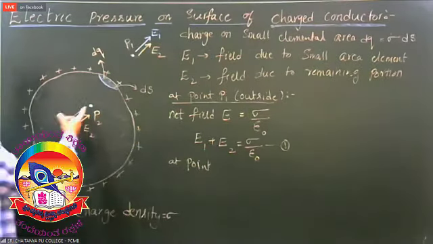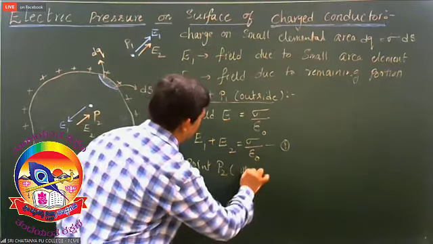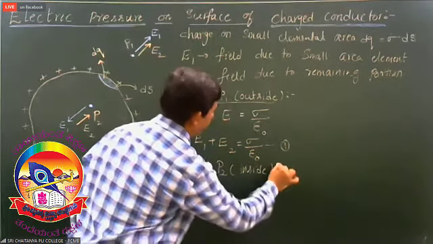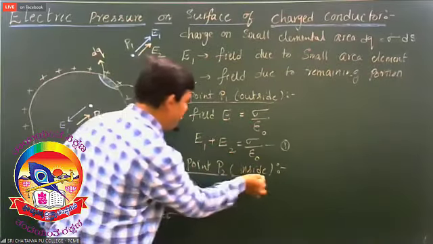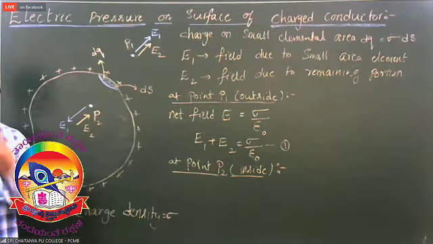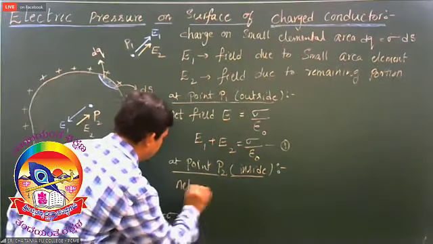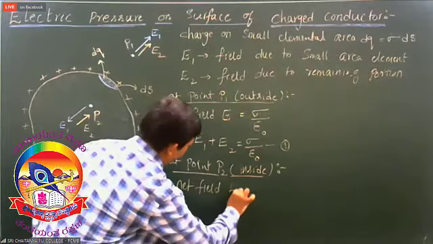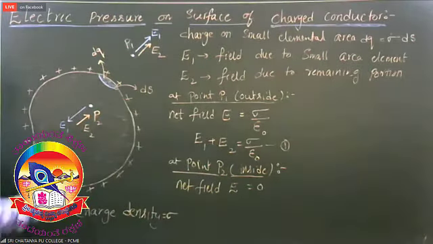the point P2. At point P2, where is the point? Inside. At a point inside a charged conductor, we know the net field is 0. We know that. So net field, if I ask, E is 0.